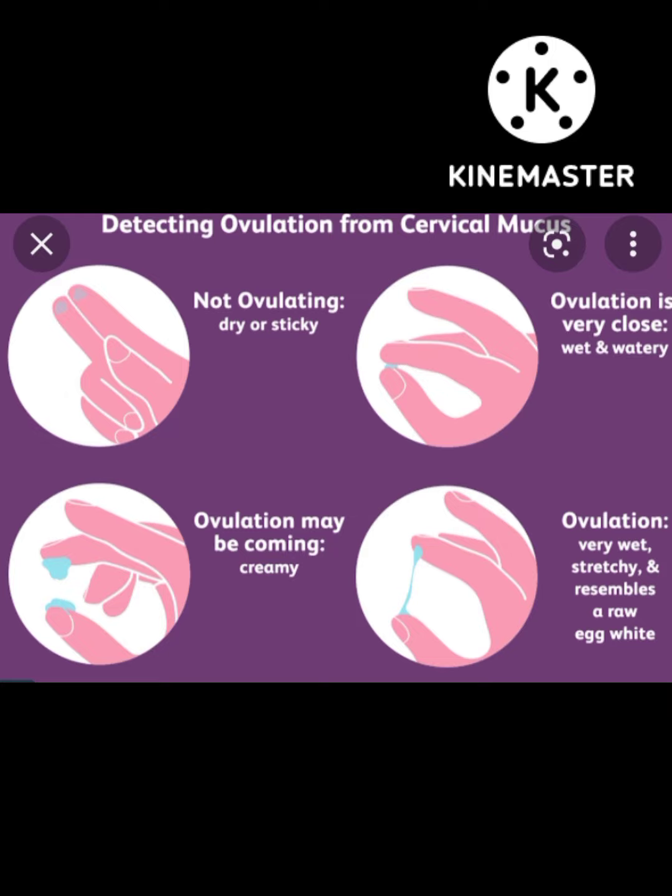Disadvantage of cervical mucus method. The major drawback of the cervical mucus method is that it doesn't protect against sexually transmitted disease. Another disadvantage is that this method causes a higher risk for unintended pregnancy than other birth control methods.